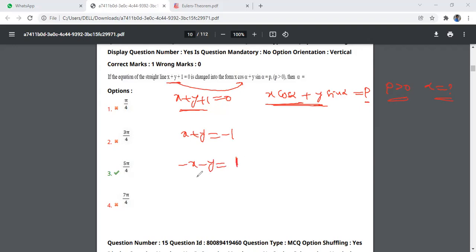Now I am taking the slope of this line. Slope of this line, if you have ax plus by plus c is equal to 0 as a line, slope tan theta is equal to minus a by b. So this is the formula. So a means x coefficient, b means y coefficient. So tan theta here is equal to what? Minus of minus 1 by minus 1. So what it will be? Minus 1. So when will tan theta become minus 1?